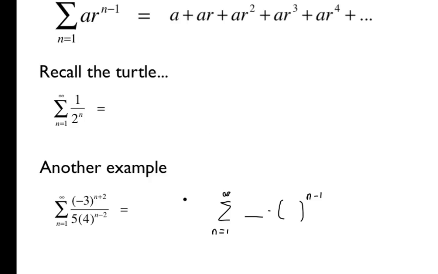Right, okay. But we need n minus 1. We need to show n minus 1. So how are those different? How is negative 3 multiplied together n plus 2 times different than negative 3 multiplied n minus 1 times? You've got to think about that.